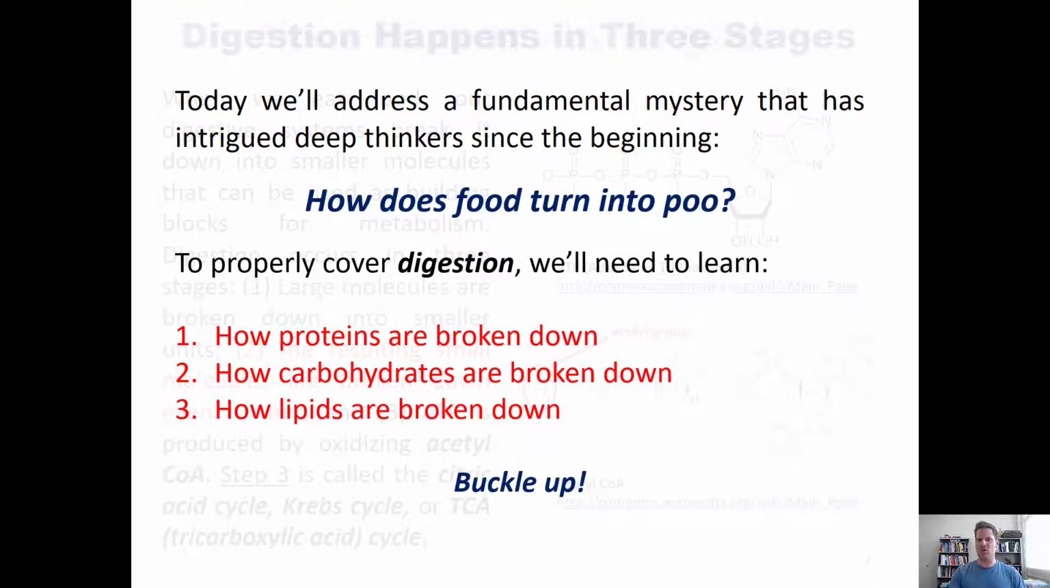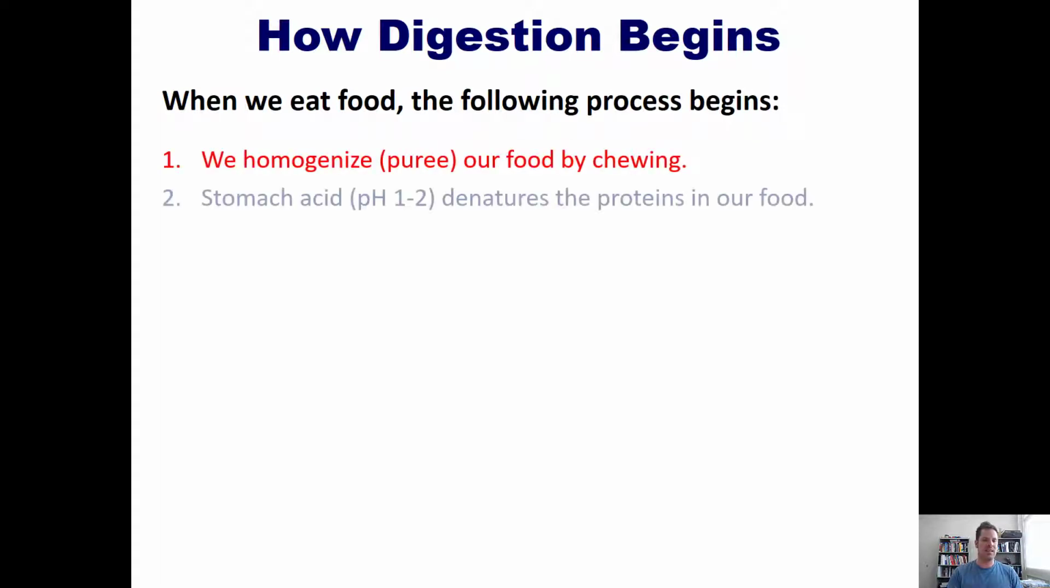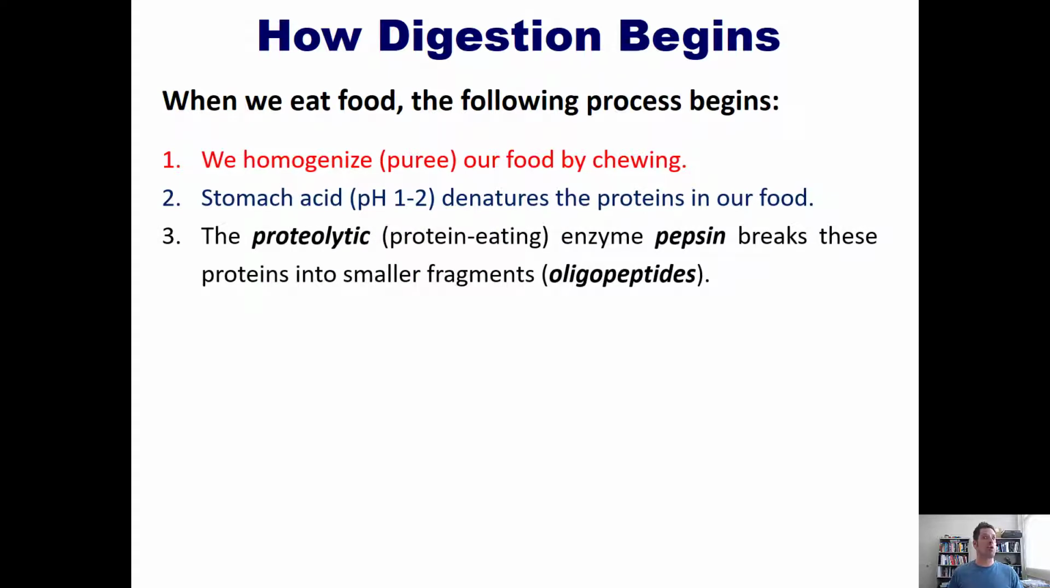Starting with how digestion begins. So when we eat food, the following process begins. First, we homogenize or puree our food by chewing. Second, stomach acid with a very low acidic pH denatures or breaks apart the proteins in our food. Third, the proteolytic or protein-eating enzyme pepsin breaks these proteins down into smaller fragments called oligopeptides.